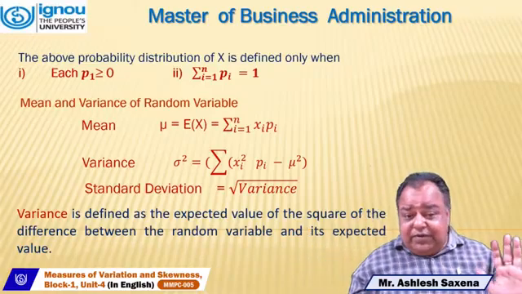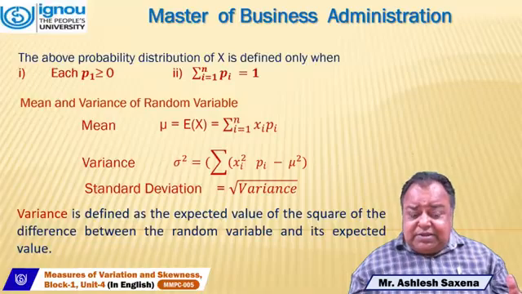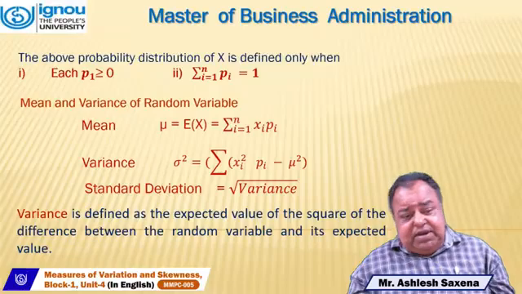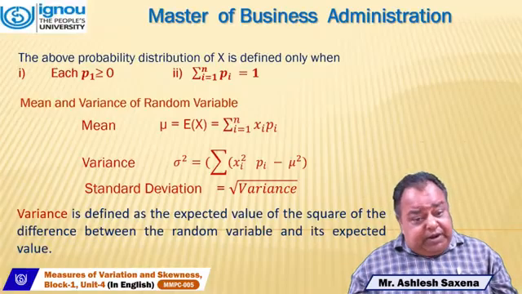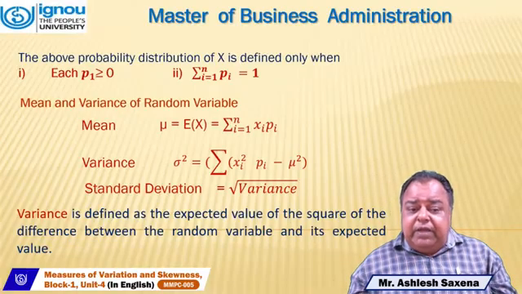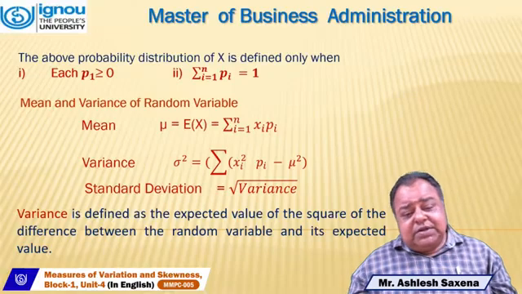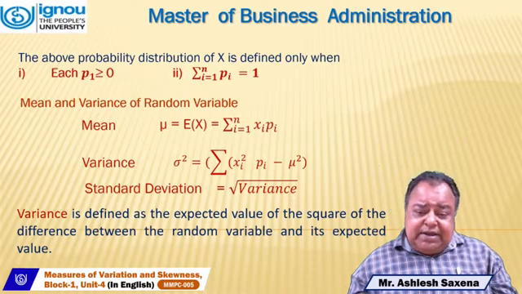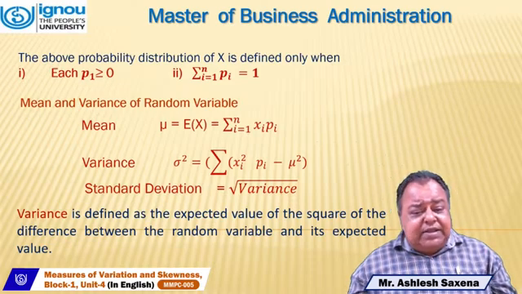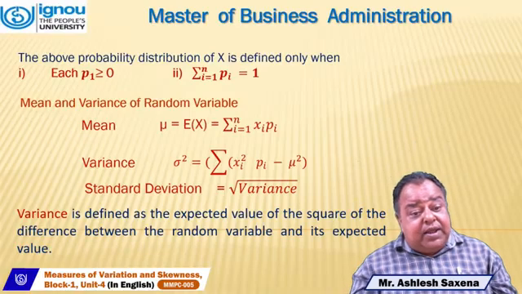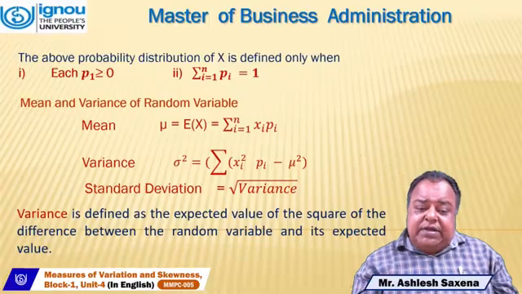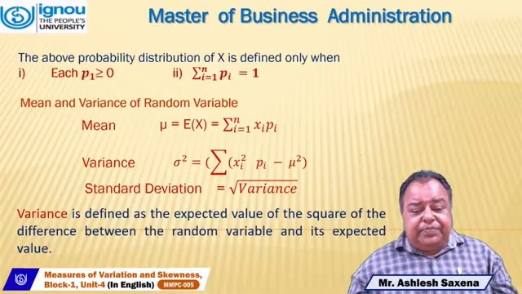Now we have discussed 3 things: mean, variance, and standard deviation. We will see how they are evaluated. The mean is denoted by mu, which is equal to E(x), which is equal to the summation of the product of xi and pi. Variance is the summation of xi squared pi minus mu squared, that means the square of the mean. And the standard deviation is the square root of the variance.